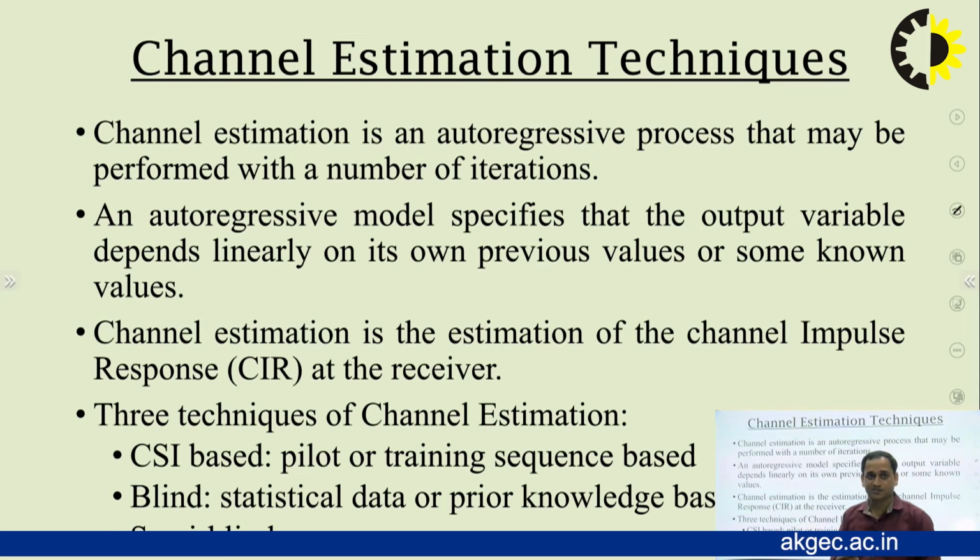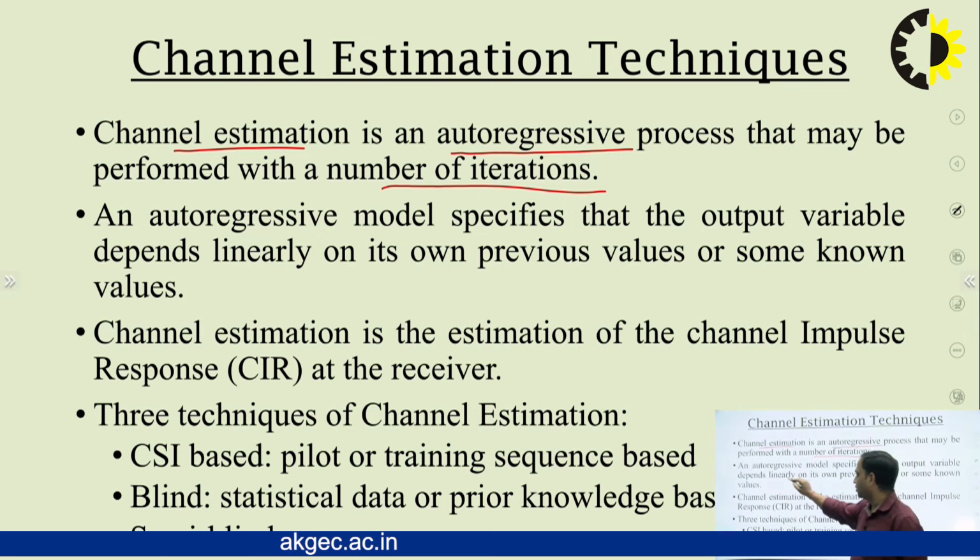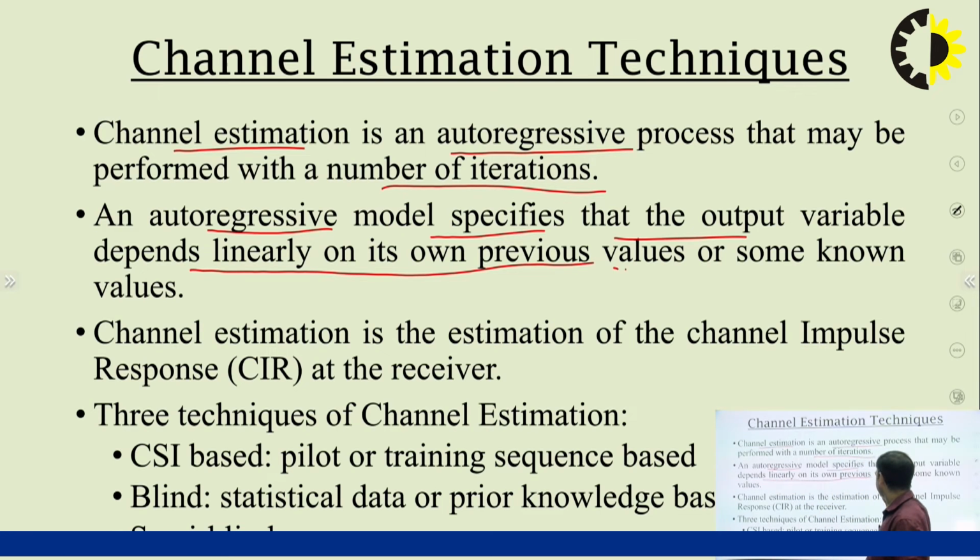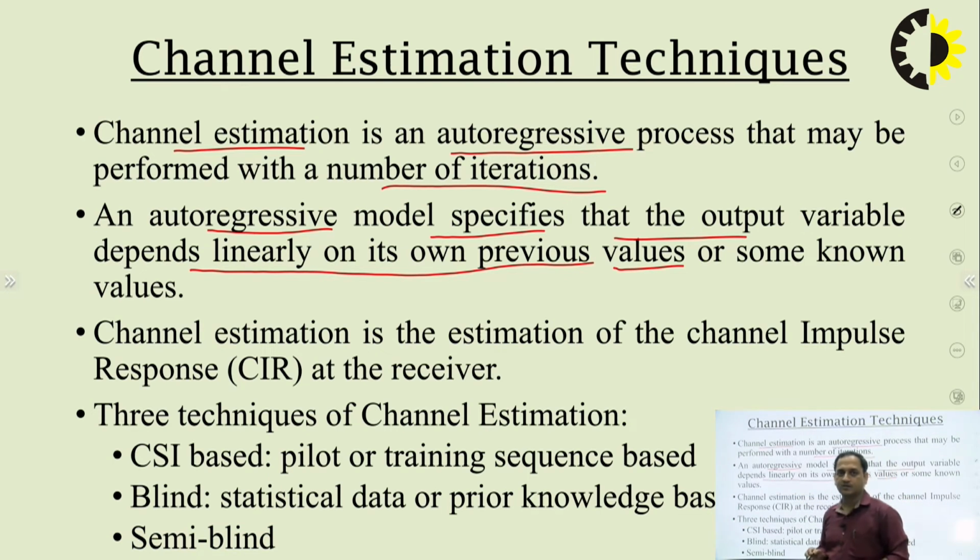Channel estimation is the estimation of the channel at the receiving side. Channel estimation is an auto-regressive process that may be performed with a number of iterations. An auto regression model specifies that the output variable depends linearly on its own previous values or some known values. So it depends on whether we know the channel condition or not.